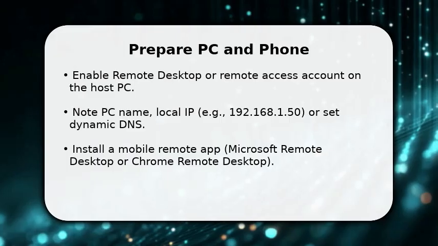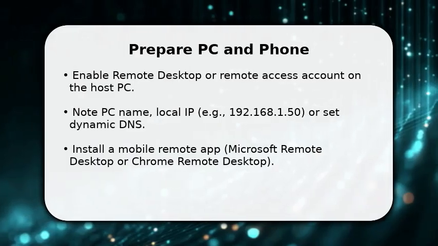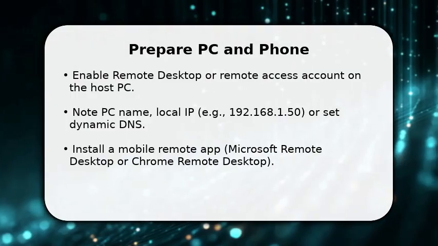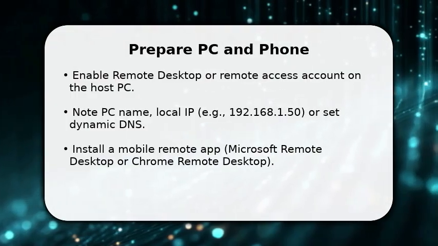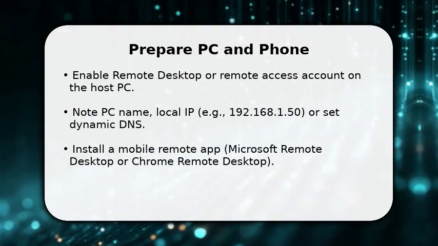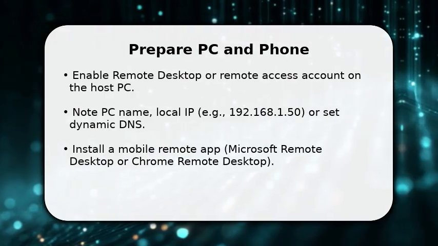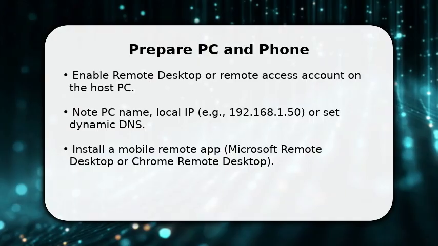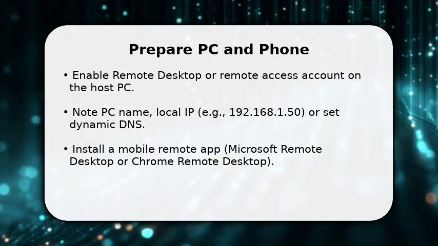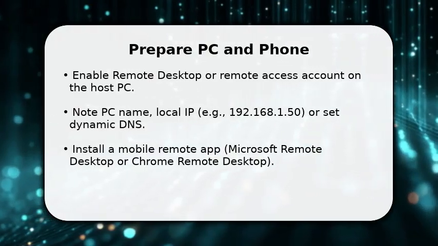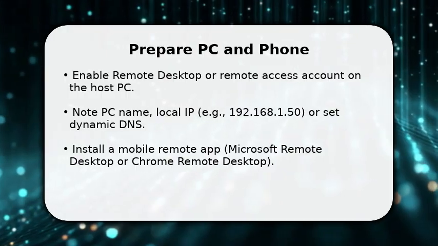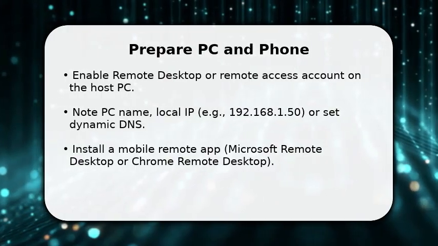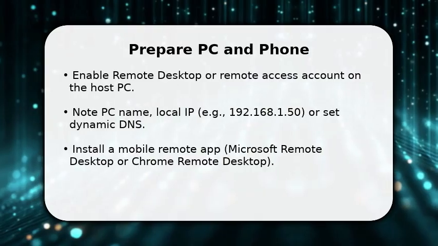You start by turning on remote access on the computer and creating or confirming a user account with a password. This allows secure login from outside. Once done, jot down the PC name or its LAN IP and consider a dynamic DNS if you'll connect across the internet. Next, install the chosen remote app on your phone so you can pair devices quickly.